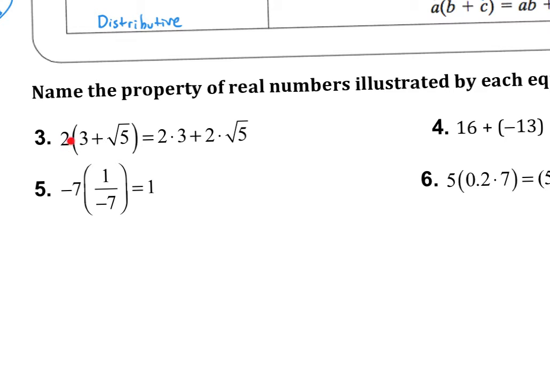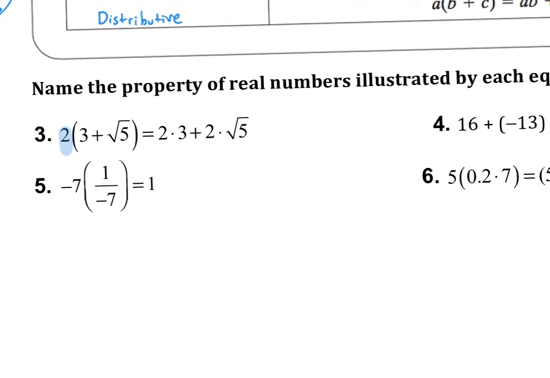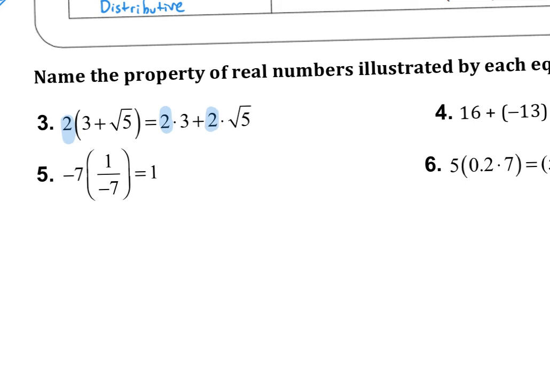I have a 2, I have multiplication, I have a sum, I have parentheses. Oh, but look, now I have two 2's. So just to clarify that, I have one 2 there, but two 2's there. So what's happening? The 2 is being distributed. So this is the distributive property. If you want to abbreviate like so, you may do so.